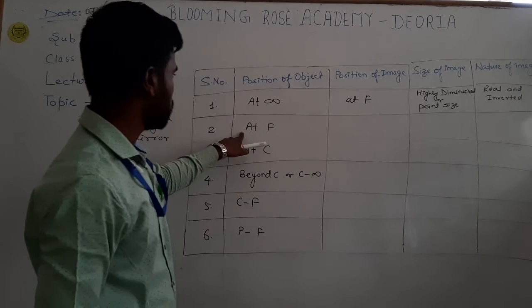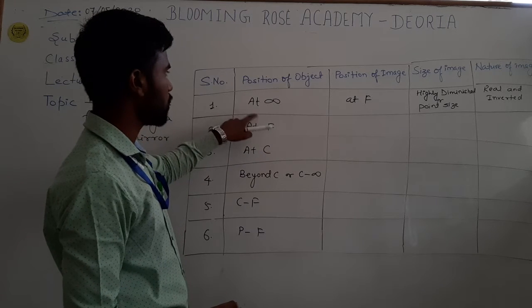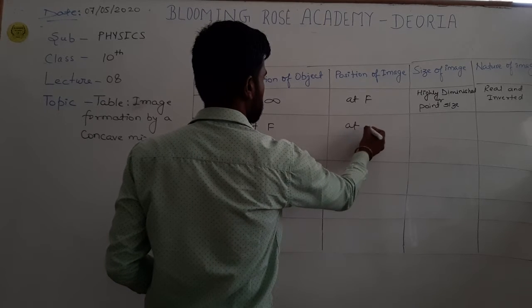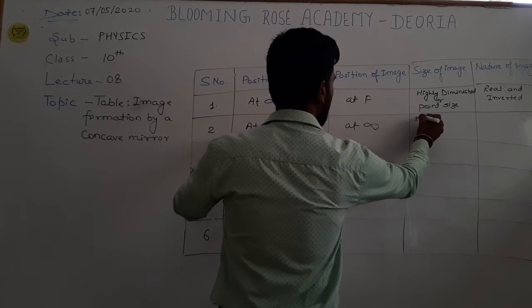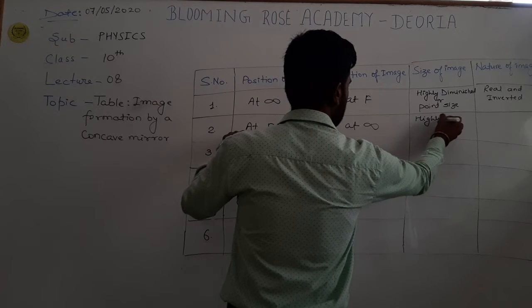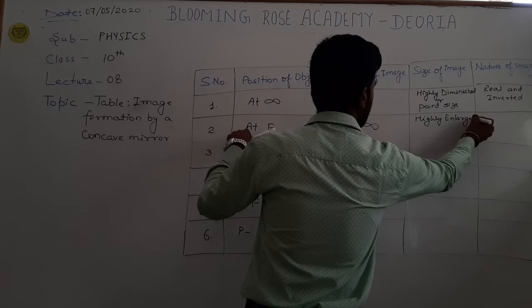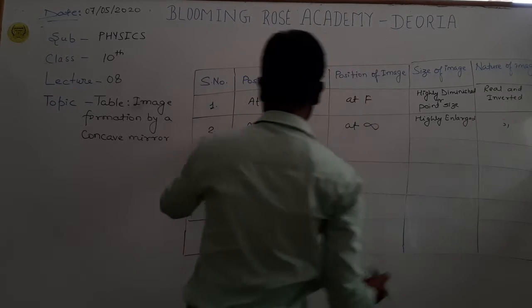At the second position, when we place the object at F, which is just the opposite of the first condition, we get the image position at infinity. The image here is highly enlarged, and again the nature is real and inverted.